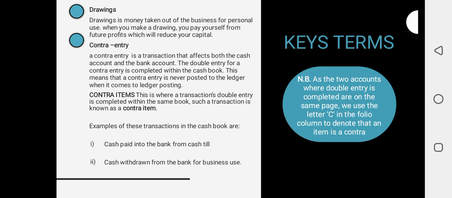As the two accounts where double entry is completed are on the same page, we use the letter C in the folio column to denote that an item is a contra. How do you denote that this item is a contra in your cash book? With the letter C. The letter C would denote that this transaction is a contra entry. Is that clear? Thank you.